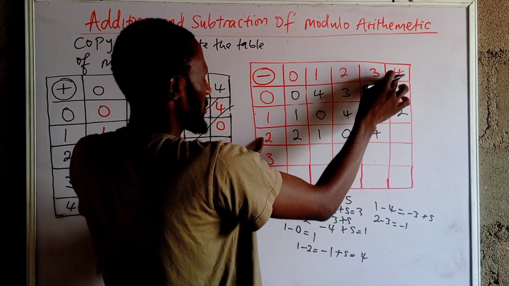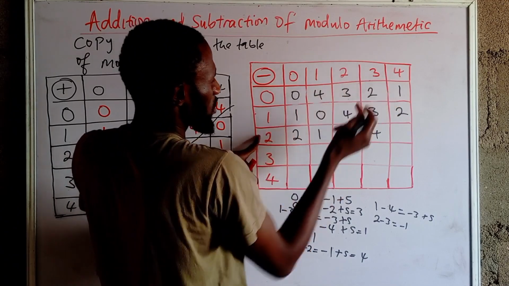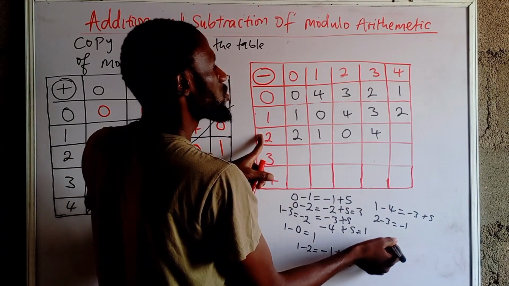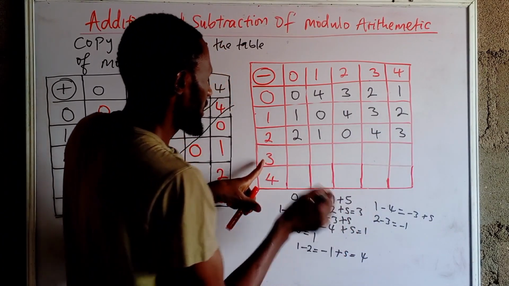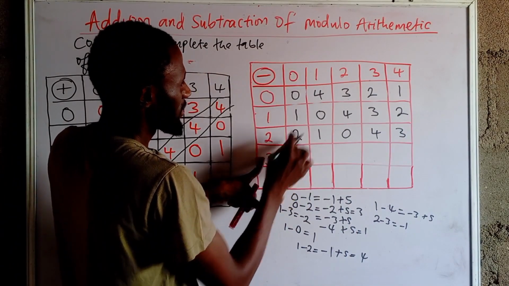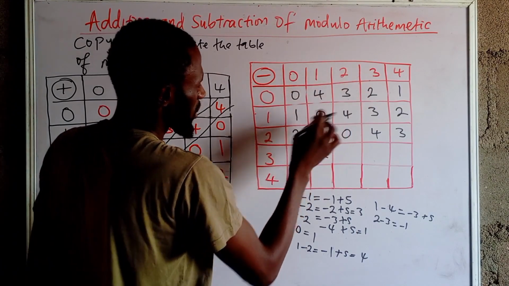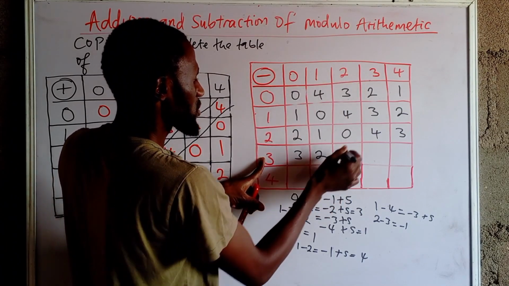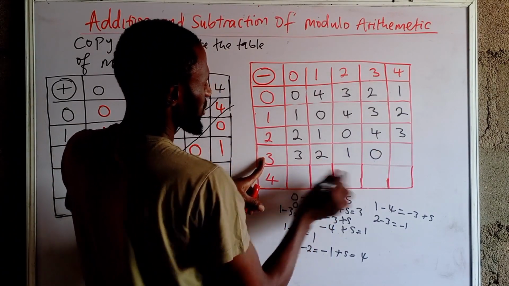2 minus 4. In the case of 2 minus 4, you get minus 2. Minus 2 plus 5, you get 3. In the case of 3 minus 0, here is 3. 3 minus 1, here is 2. 3 minus 2, you will get 1. 3 minus 3, here you get 0.